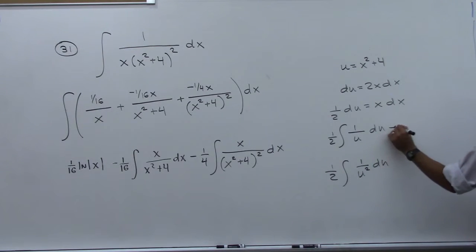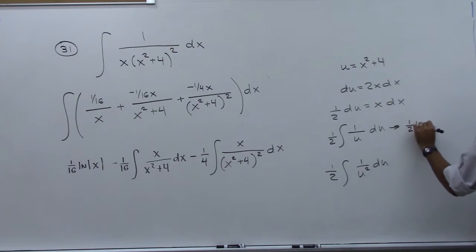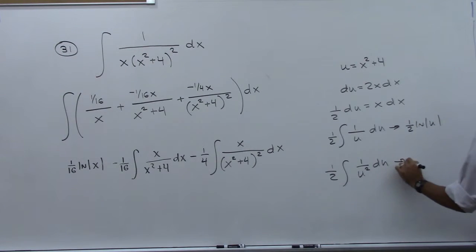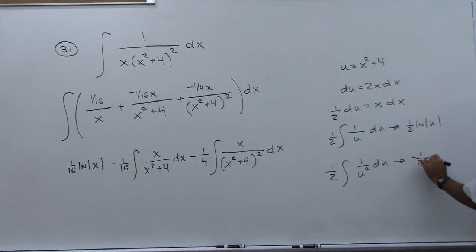So these are pretty simple. This is 1/2 natural log u. And this one right here is negative 1/2 u to the negative 1, which is the same as negative 1 over 2u. So we've done that hundreds of times now.